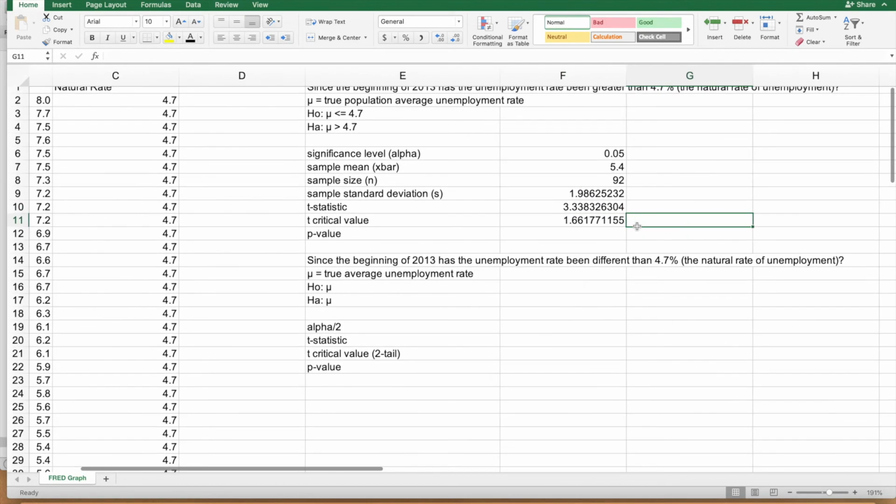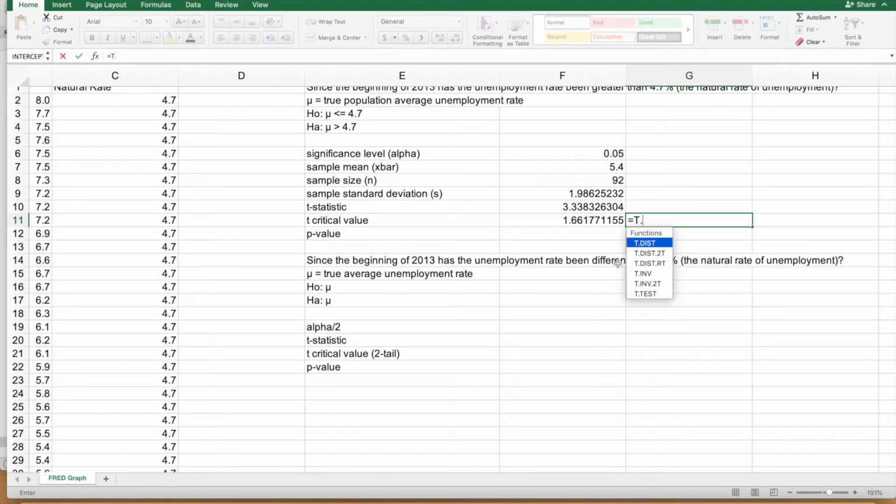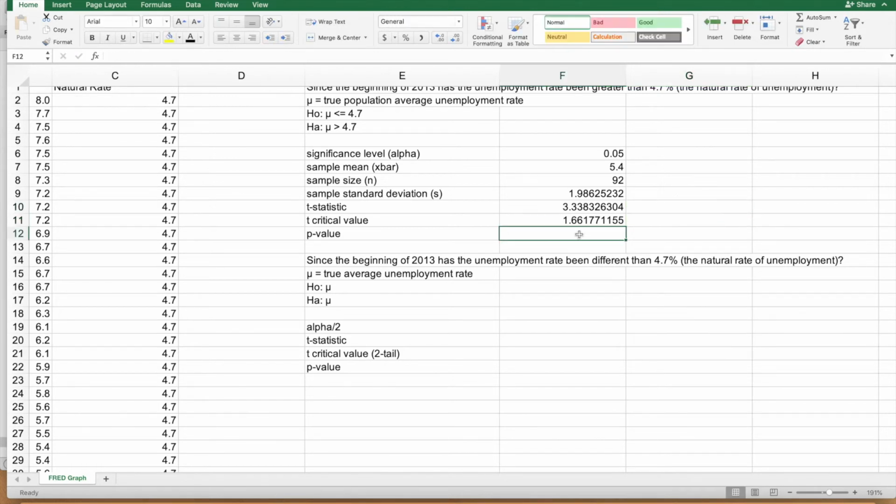So I want to show you that Excel actually gives us a few other functions. So we could actually do equals t.inv dot, actually 2t, I thought it did rt here, but it doesn't. So sorry, we'll look at that in a second.